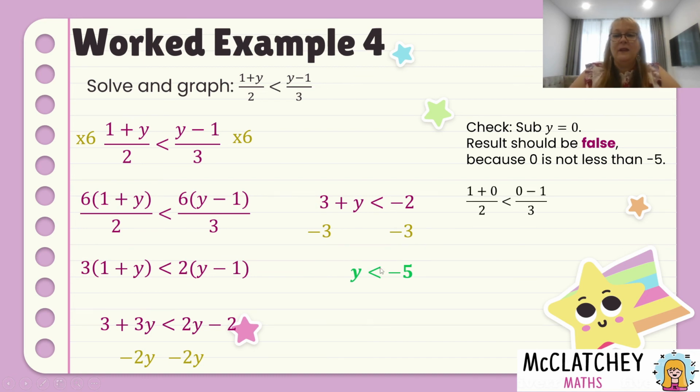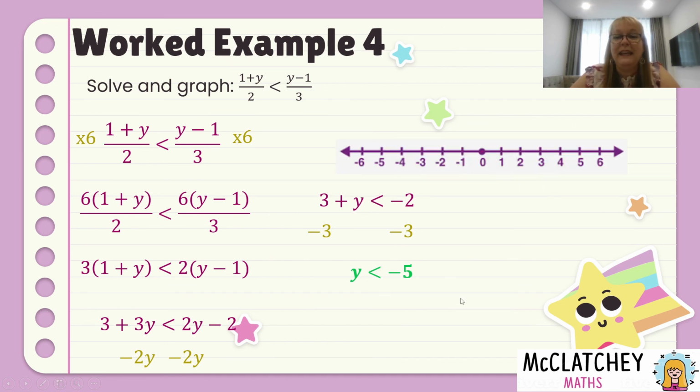Okay. So 1 plus 0 over 2, 0 take away 1 over 3 becomes a half is smaller than a negative third. Now, I don't even have to think about whether a half is smaller or bigger than a third. I just know a positive number is not smaller than a negative number. The answer is false, which is what I was hoping for, because a false answer tells me I've got the right solution here. And let's graph that now. So let's find negative 5, and all the numbers that are smaller than negative 5 are part of my graph.